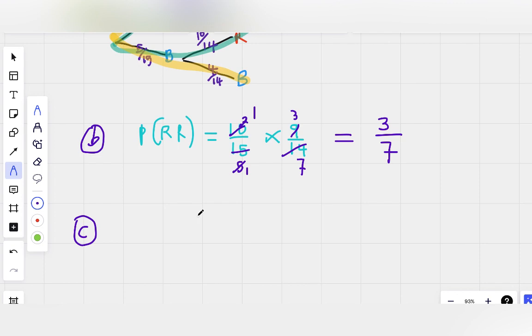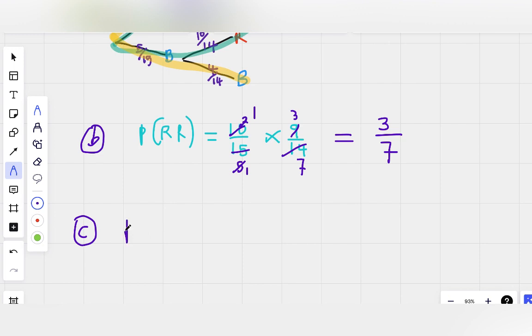Okay, now let's take a look at the C question. The C question says, calculate the probability that the second bead is black, given that the first bead chosen is red. So the probability that the second bead is black, given that the first one is red. This is what makes it a conditional probability.